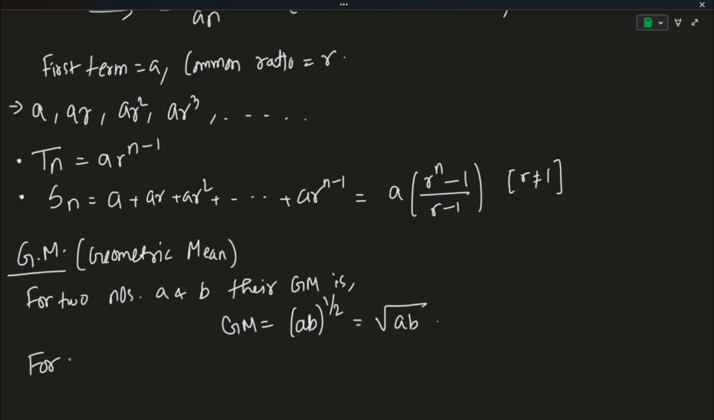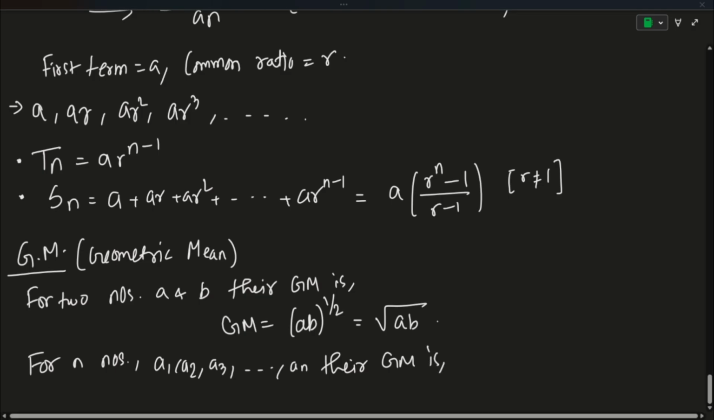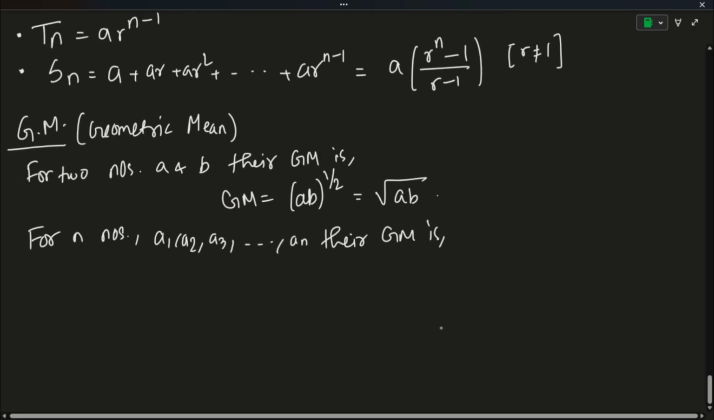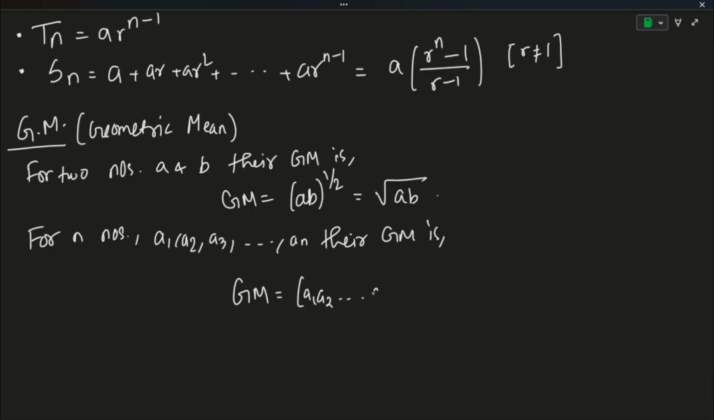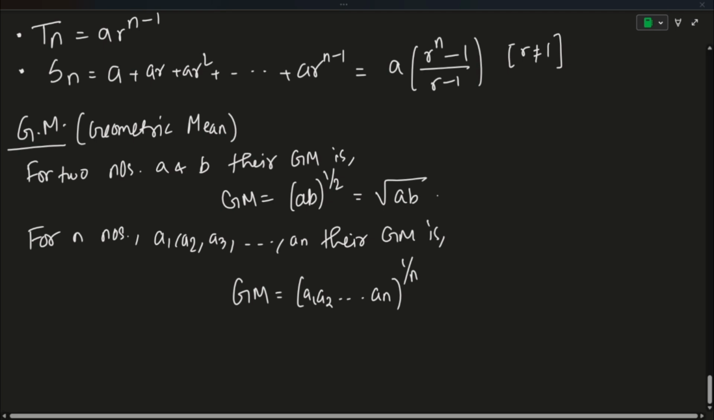For n numbers, let's say A1, A2, A3 and all the way up to AN, their GM is, आप ये लिख सकते हो as GM equals to A1, A2 and all the way up to AN whole to the power 1 by n. ठीक है, this is the GM of n such numbers.